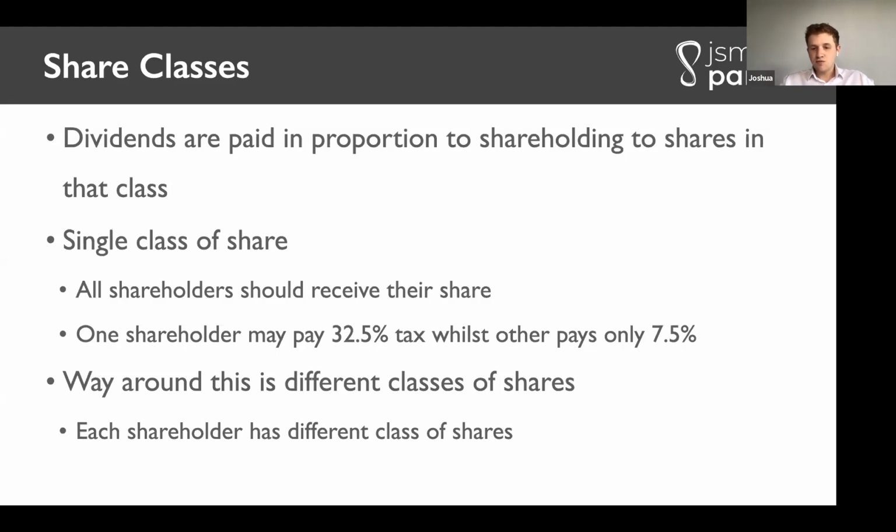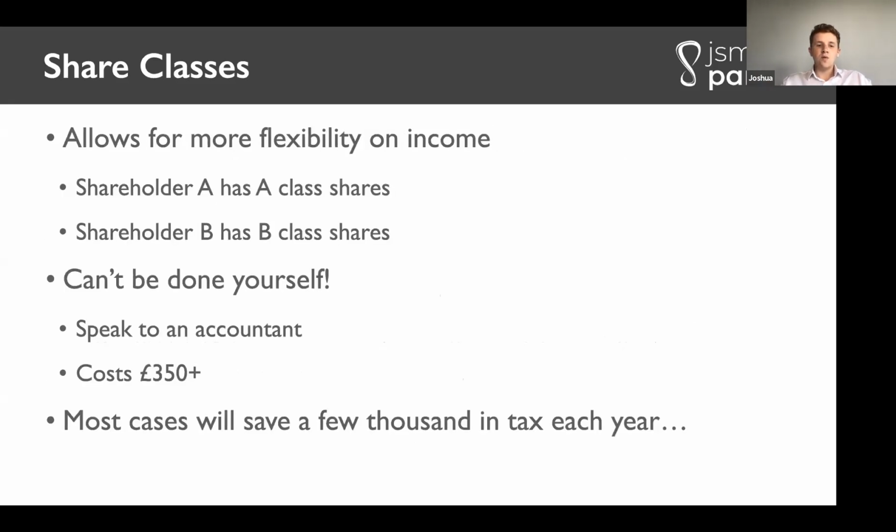And the best way to get around this, so we can take dividends flexibly, is to have different classes of shares. So what we'd do is we'd say shareholder A, so you would have A shares, and then shareholder B, your partner, would have class B shares.